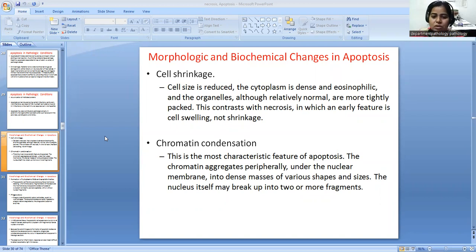Chromatin condensation. This is the most characteristic feature of apoptosis. The chromatin aggregates peripherally under the nuclear membrane into dense masses of various shapes and sizes. The nucleus itself may break up into two or more fragments.